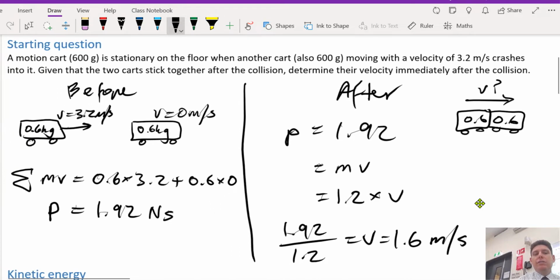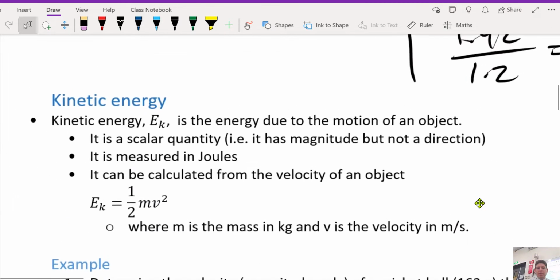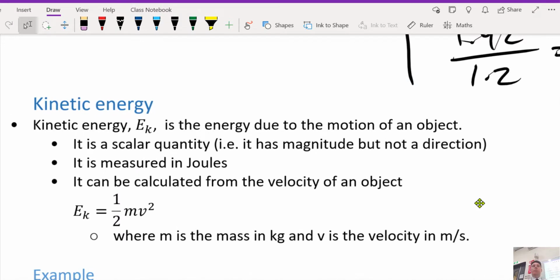Okay, any questions? Today we're looking at kinetic energy and elastic and inelastic collisions. So you guys remember kinetic energy and the formula? Kinetic energy is scalar, in case you forgot, it's in joules and it's got this formula. m is mass in kilograms, very important. v is velocity in meters per second. So some of you forgot to convert to meters per second. So write yourself a note. If it's in kilometers per hour, what do we do? Divide by 3.6 to convert it to meters per second.